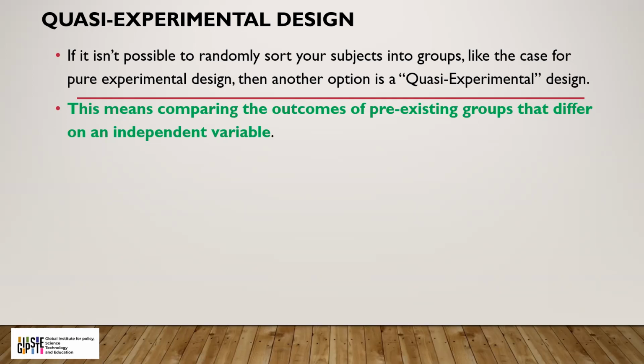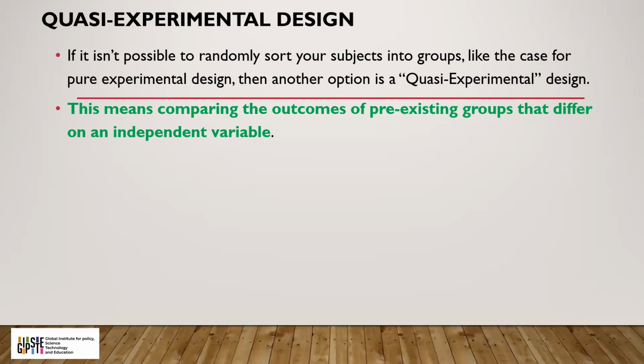This means comparing the outcomes of pre-existing groups that differ on an independent variable. So this particular scenario is not a researcher who has randomly selected groups. No, the groups have already been created. So all you need to do is to compare the outcome of the two groups. For example, if you want to look at student academic performance against COVID, you can test before COVID and after COVID.